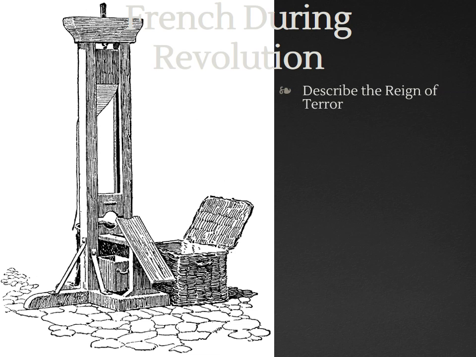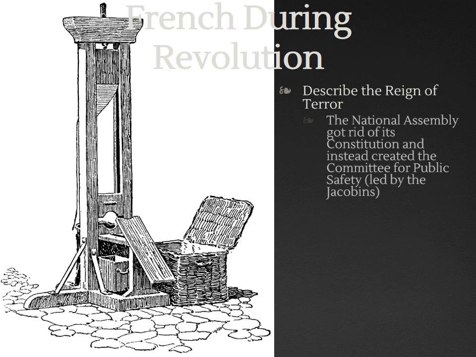And it's in this time the National Assembly basically undoes the good that it has done, and it gets rid of its constitution and instead institutes the Committee for Public Safety. And it's led by the Jacobins. And you guessed it, the title, the Committee for Public Safety. They claimed they were acting for the good of the public.